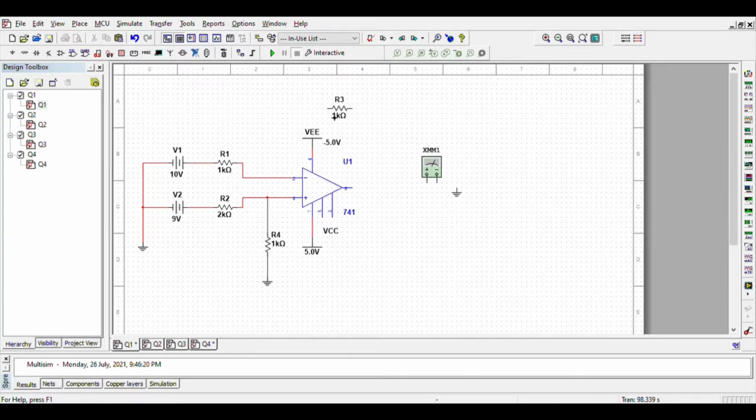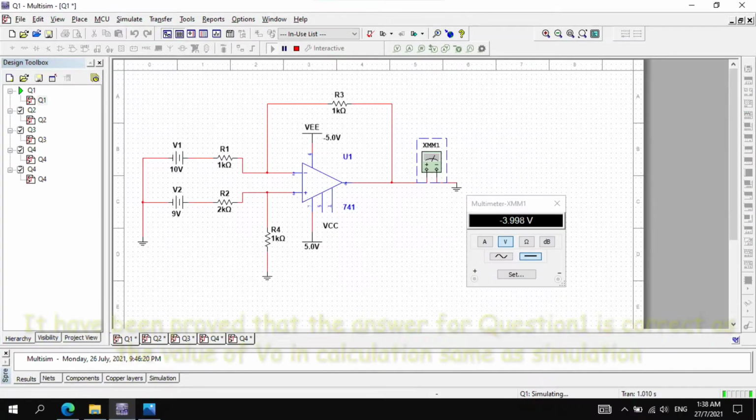Then R3, connect it here, and then like this. I want to make V3. Then we use a multimeter to know the value of V0. Positive connects to here, and negative connects to ground. Then after we are done constructing it, we can run.